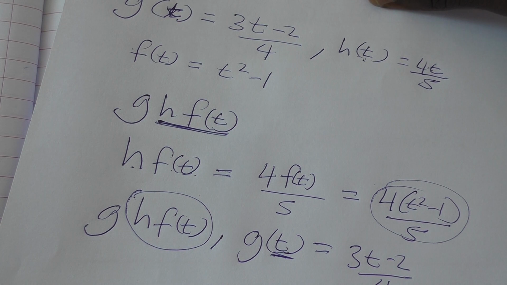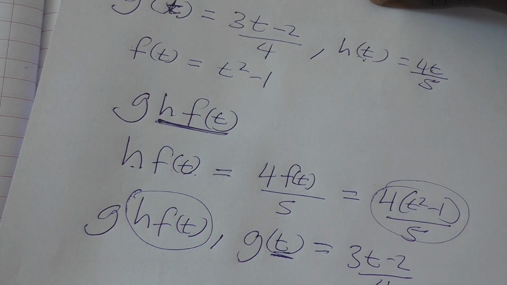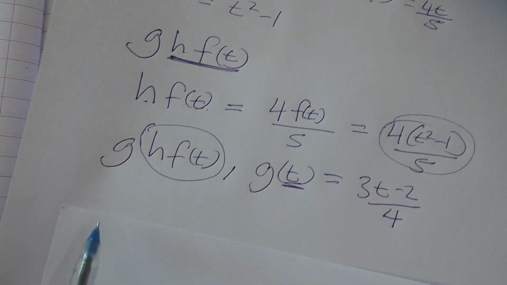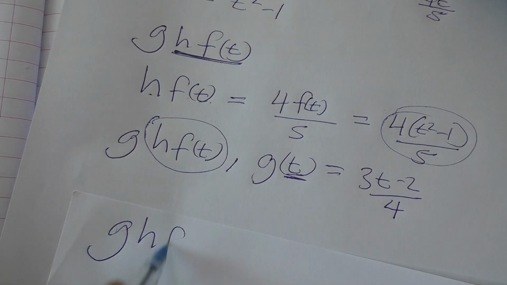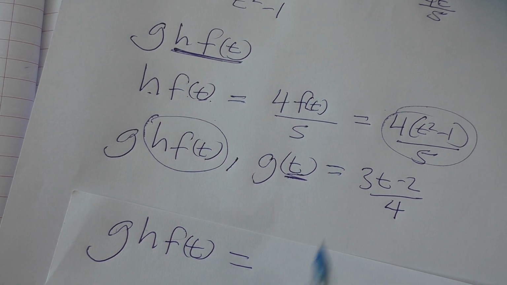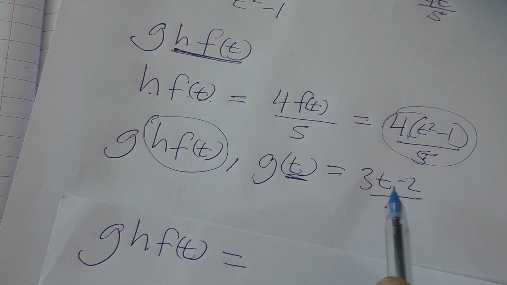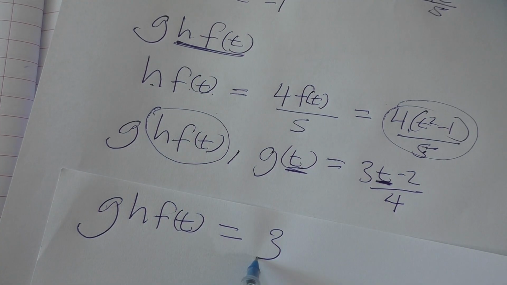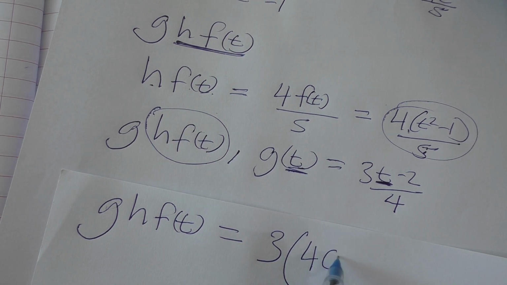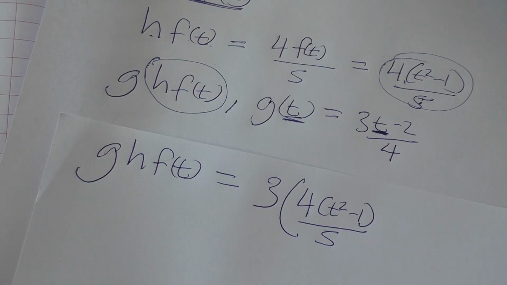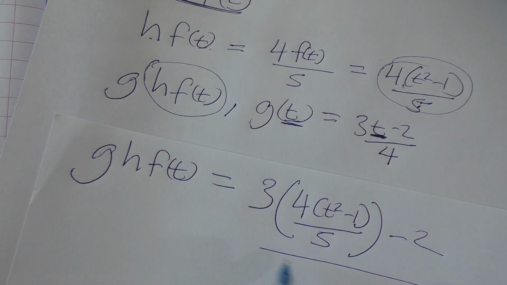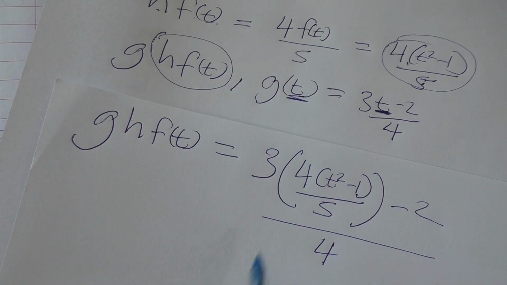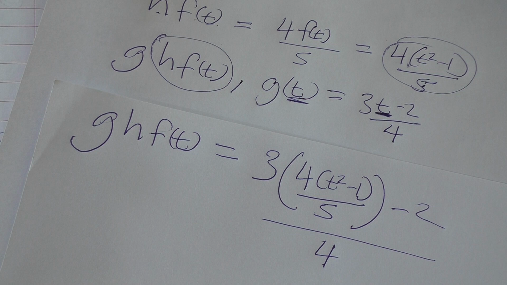I may not simplify it, but I'll write it for you so that you can simplify. Therefore, g hf of t will be, this is hf of t, but we are substituting it in the expression for g of t. So that gives us 3 into 4 into t squared minus 1 over 5, this minus 2, all over 4. So you can simplify this. That is how we get composite functions.